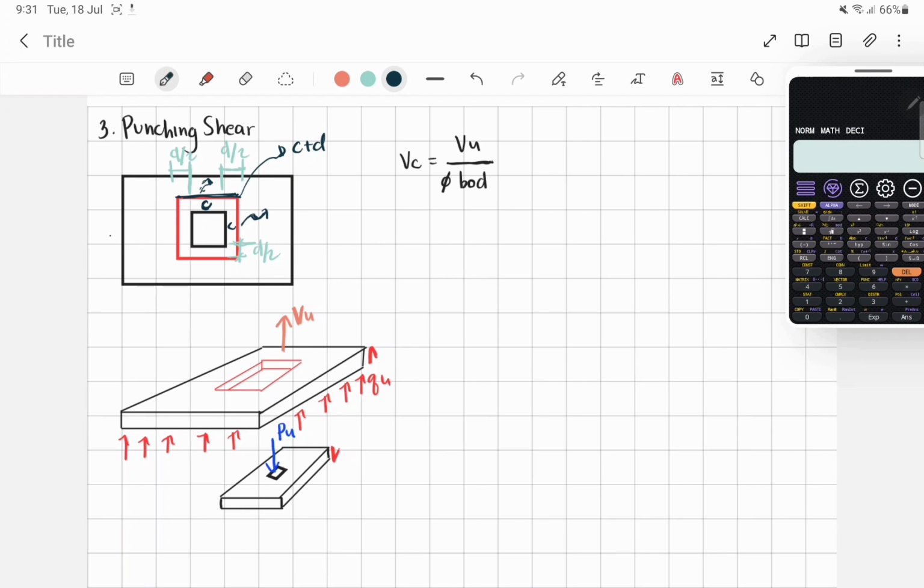So therefore, the perimeter of that critical section will be 4 times C plus D. Okay? So that's the critical section of our punching shear. Now, how do you get the shearing force?